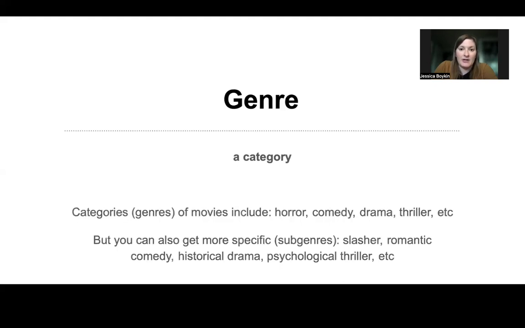The next category here, or the next thing we need to talk about, is genre. And this one you need to be pretty comfortable with. Genre is a word that we use that basically just means category. It's a way that we have of sorting different texts.